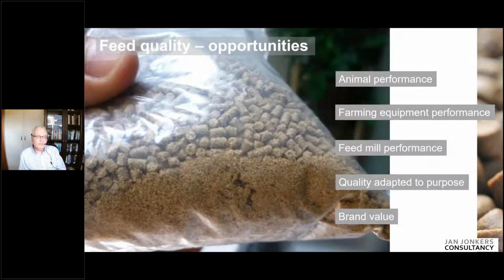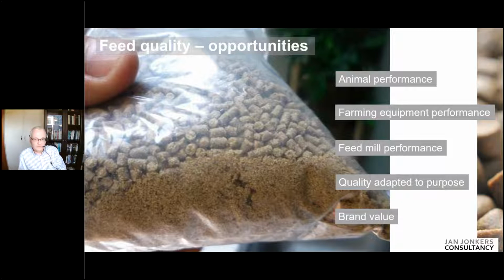So this all shows that feed quality is very important. There are many opportunities here. With improved quality, we could have an improved animal performance. If we can reduce the dust or we improve the water stability, then more nutrients are available for the animal. So that is very helpful. With improved quality, we can also have a better farming equipment performance. So the clients, the customers have a better utilization of the feed.